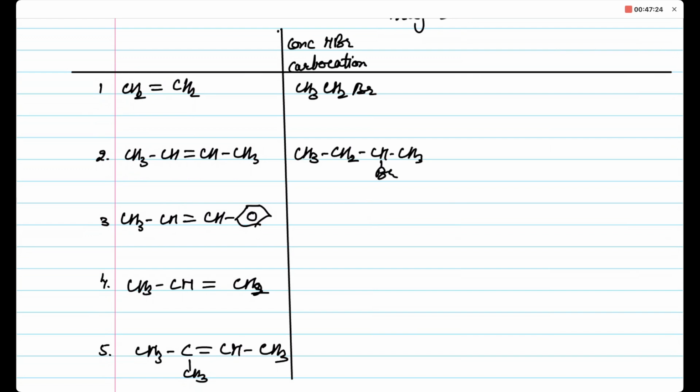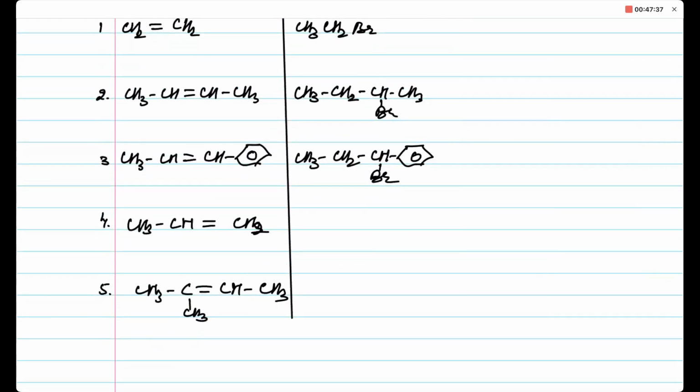But in this case, there are two possible products. The major product would turn out to be CH3CH2CH benzene ring, and here we are going to get Br. In this case, the major product turns out to be CH3CH, CH3Br. You can look at the mechanism earlier. Here, the major product turns out to be CH3C, CH2, CH3, CH3, and Br.